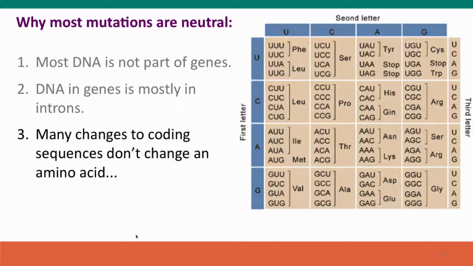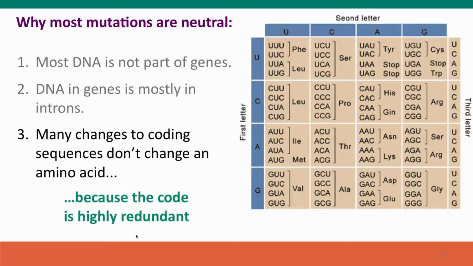And the first part is that many changes don't change an amino acid because the genetic code has the property of being highly redundant. Redundant means you've got more than you need. In this case, it means we've got more information than we need. The genetic code could, in principle, specify 64 different things because there are 64 different ways to put three bases together in different orders when you've got 4 different bases to choose from. But there's only 20 different amino acids.